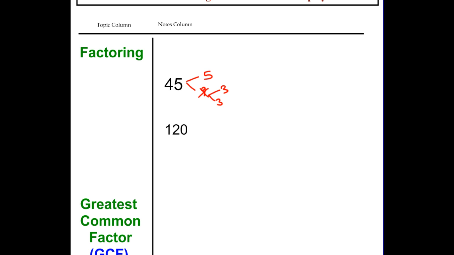Now I'm going to do the same thing to 120. Well, what multiplies to get 120? Well, we get 5 and 24. Then we go here and we get 3 and 8. This splits up to 2 and 4, which splits up to 2 and 2.